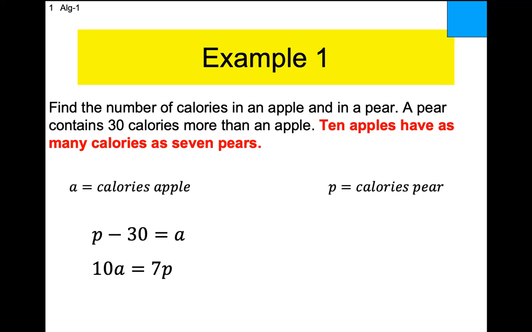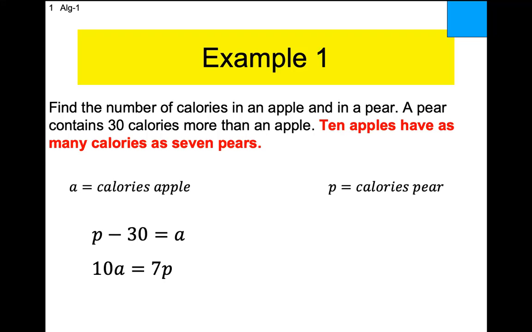It says we need to figure out how many calories are in apples and pears. I have two equations and I have two variables. We're going to use substitution. What does this literally say right now? Apple. What is it? I mean, just read it. What does it say? P take away 30 equals A.